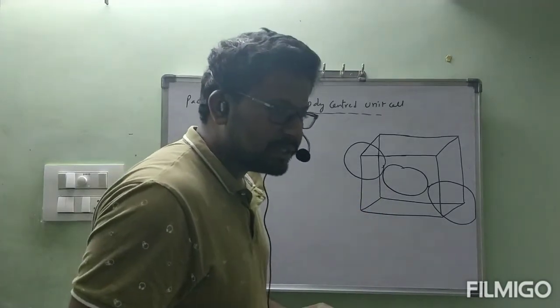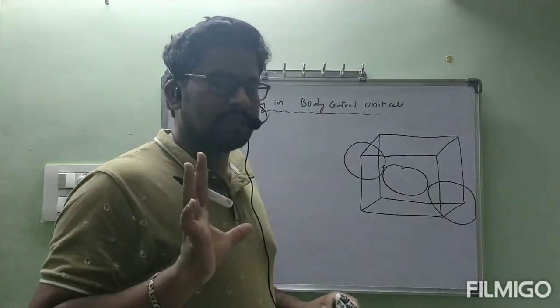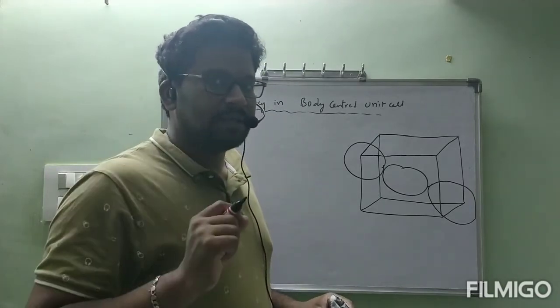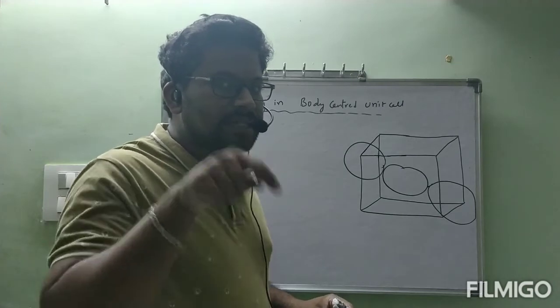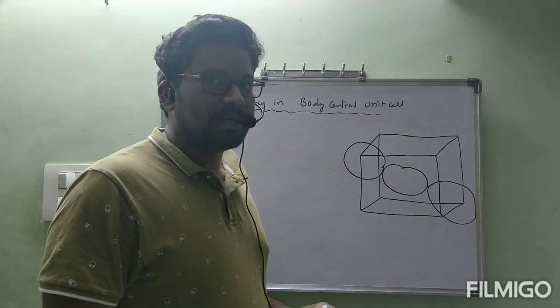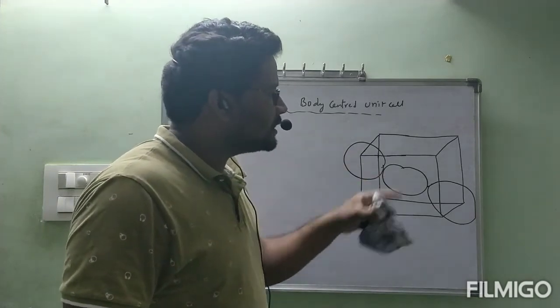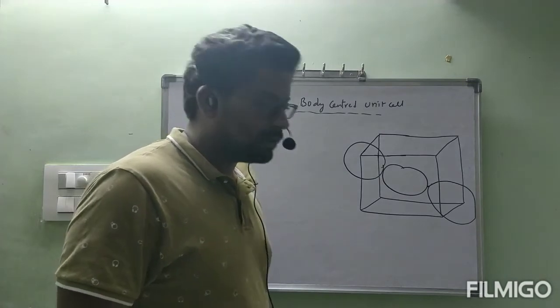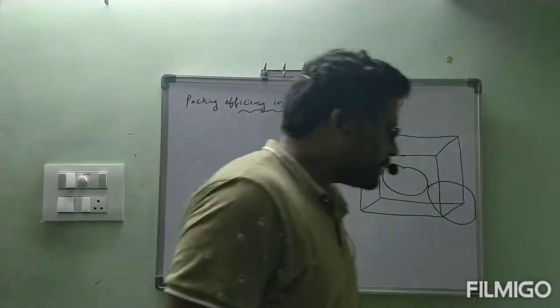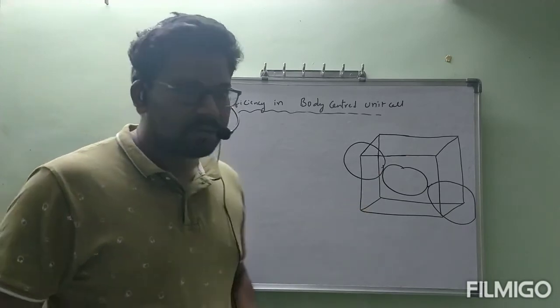In a body-centered unit cell, all the corners will be in touch with that body center. In face-centered, corner particles will be in touch with face center particles. In body-centered, corners will be in touch with the body center particle. Okay. What are the particles I imagined in this diagram? I will show that one.